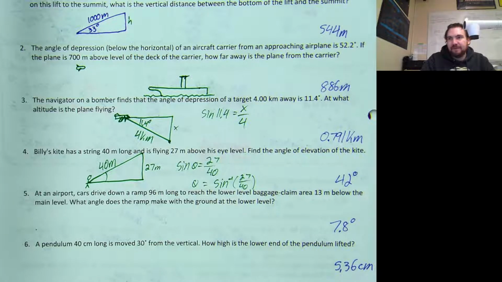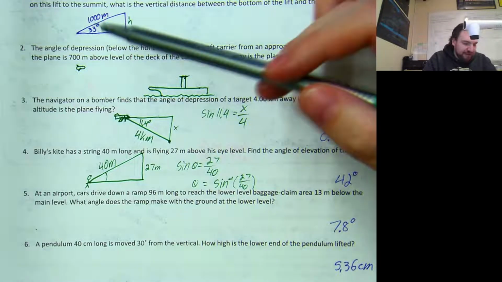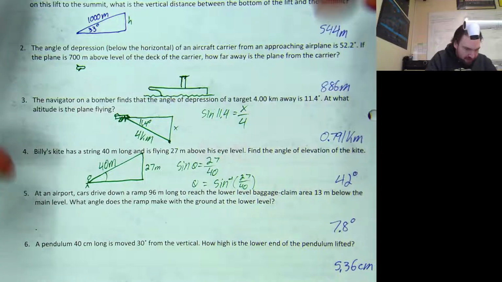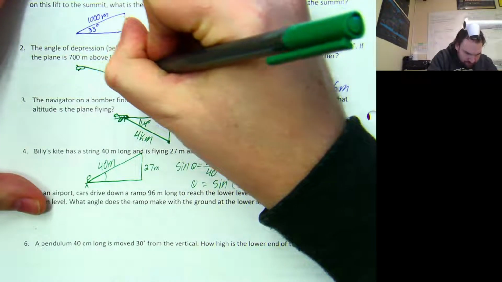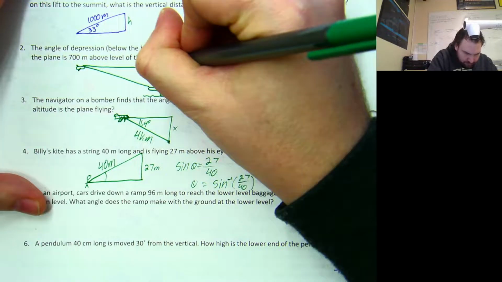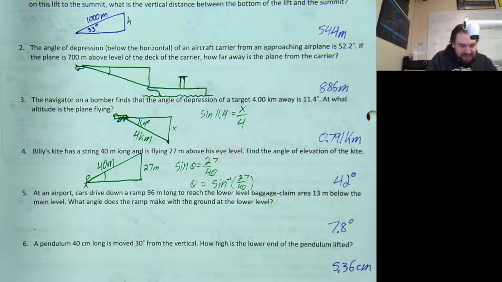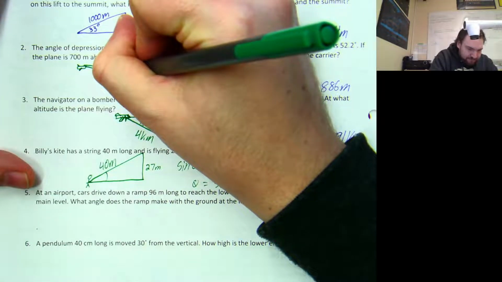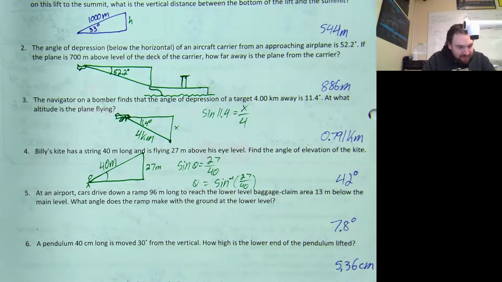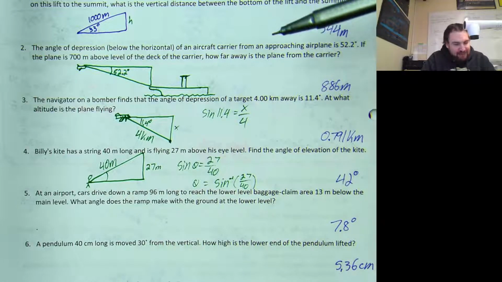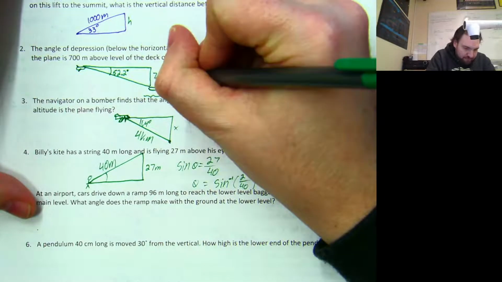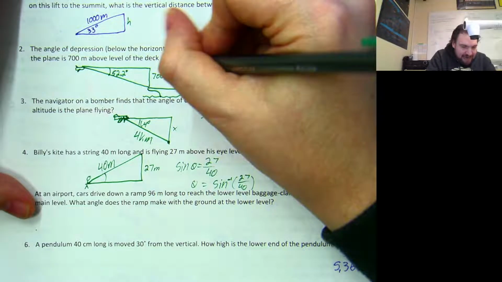There's the page I want. Cool. Angle of depression means if you're in the airplane, you're looking straight ahead and then you tilt your head down. So this is the angle that we're dealing with, that guy there. We are told that that's 52.2 degrees. If the plane is 700 meters above the level of the deck of the carrier, how far away is the plane from the carrier? So that height is 700 meters.